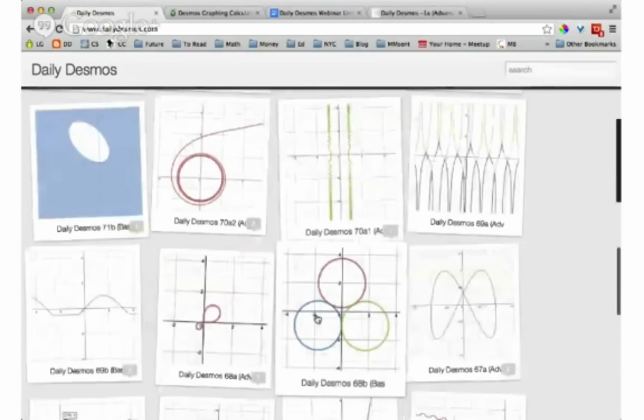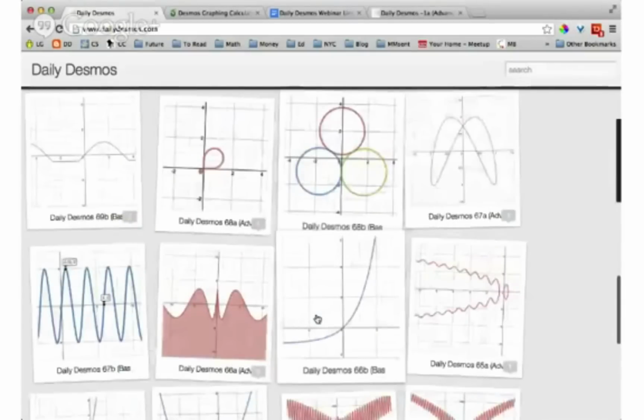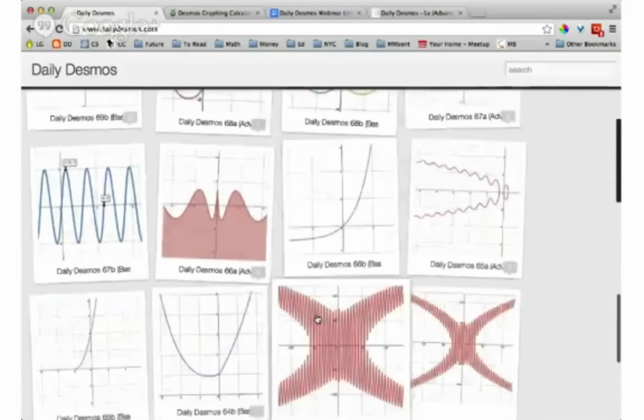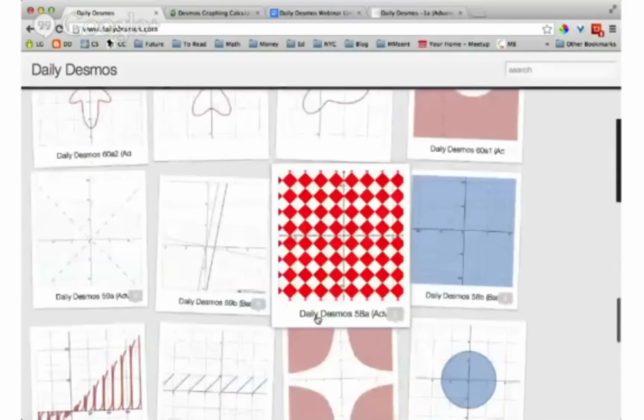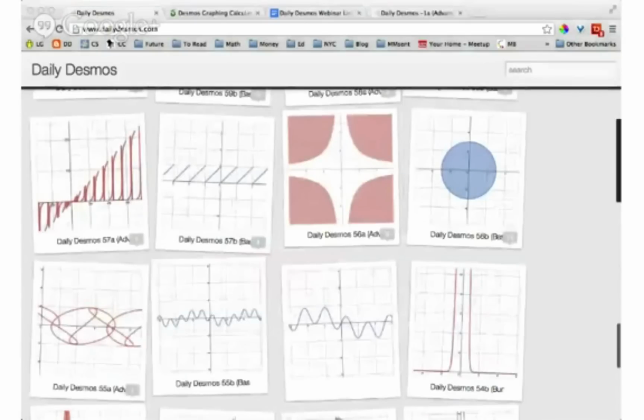And then there's also an advanced challenge that's also given every day. The advanced, you can do pretty fancy composition of functions. You can do polar. You can do a bunch of stuff that can be a lot trickier to solve. There's still a bunch of our advanced ones that do not have a solution.